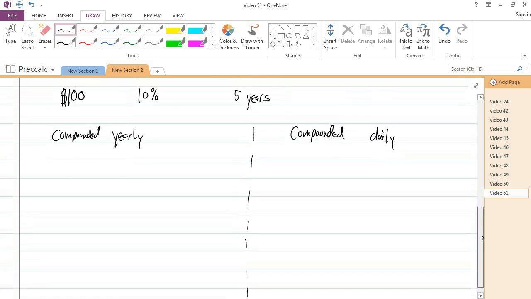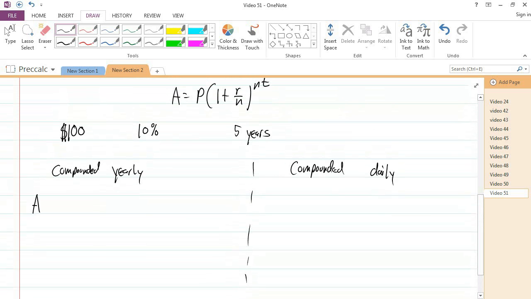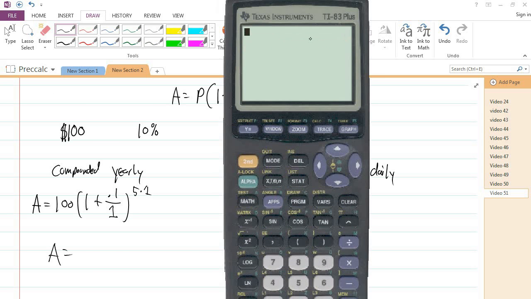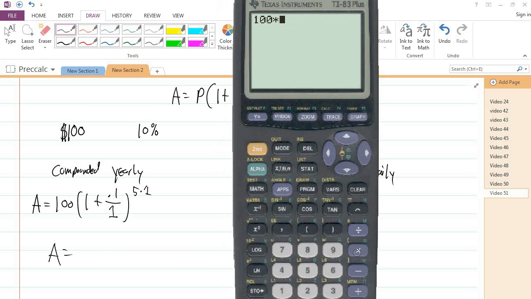If I set this up for once a year, starting amount is 100 times 1 plus R over N, 0.1. Now, once a year is 1 to the NT power, so 5 times 1, or 1 times 5. Okay, if I work that out, 100 times (1 plus 0.1 divided by 1) to the power of 5 times 1, I'm going to get $161.05.